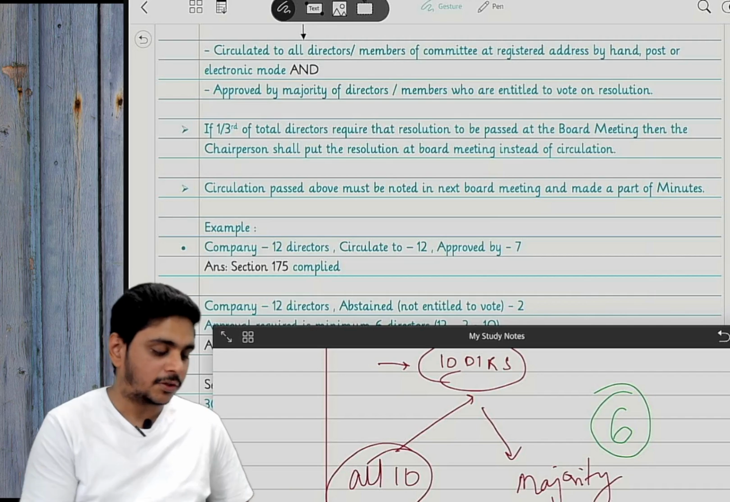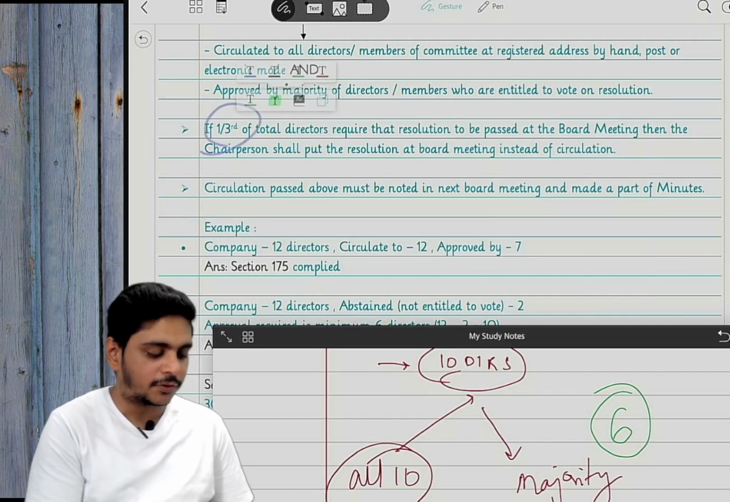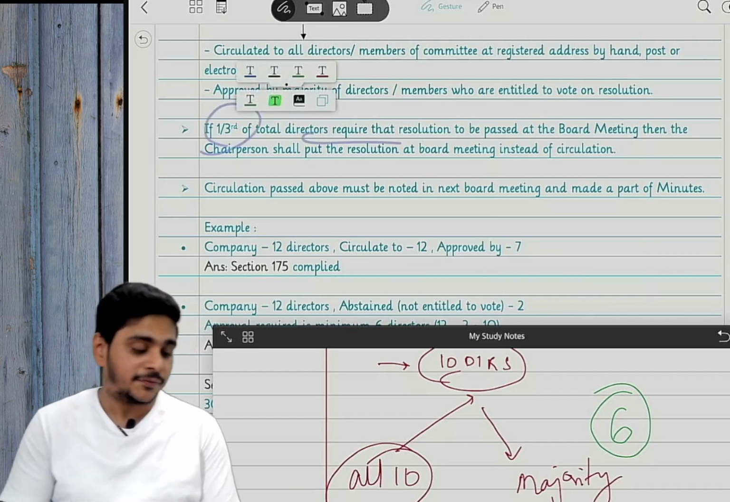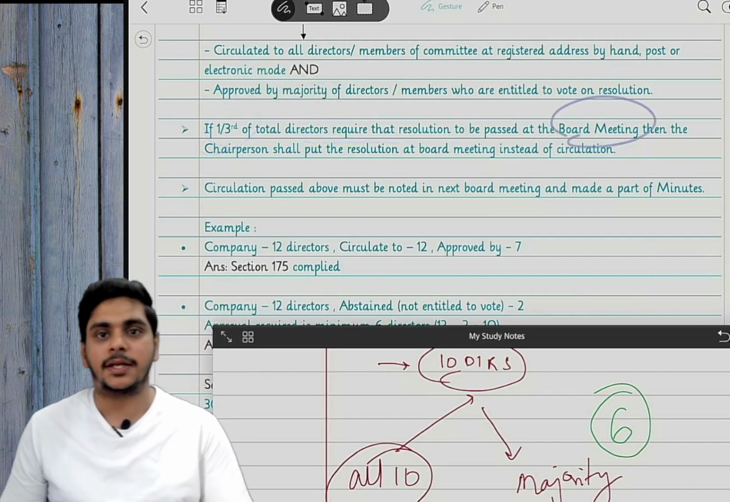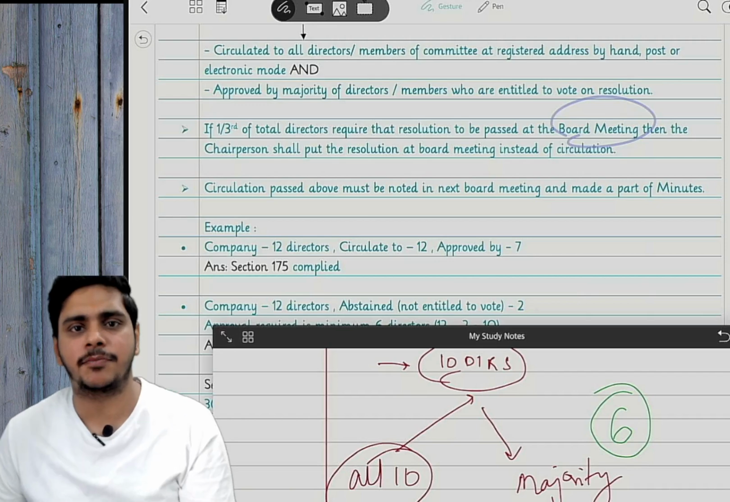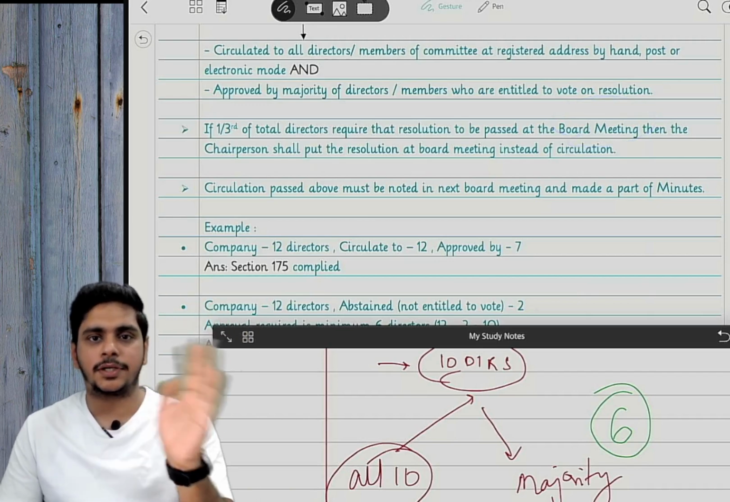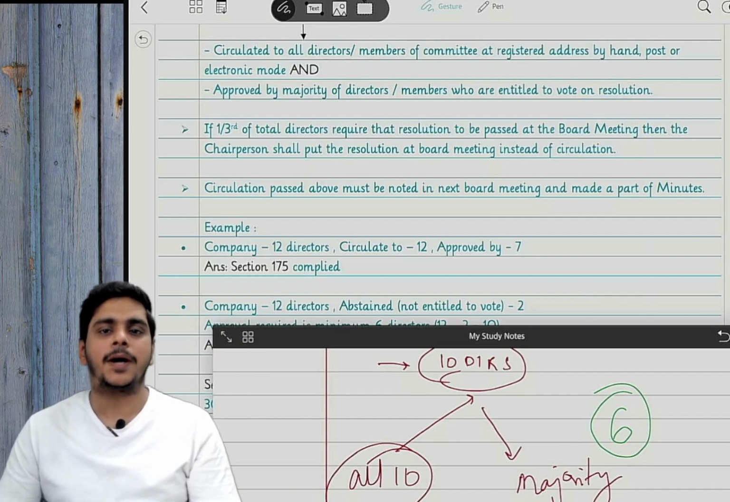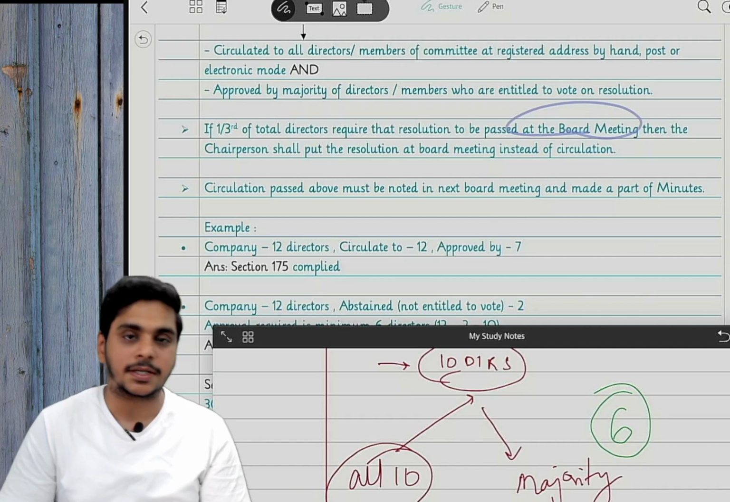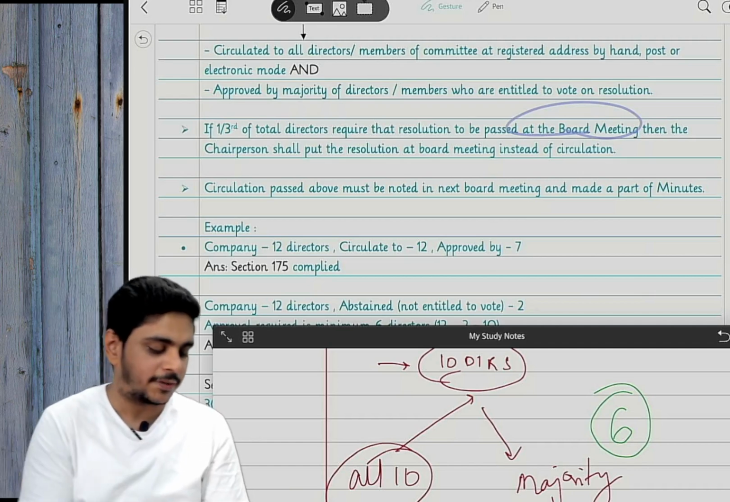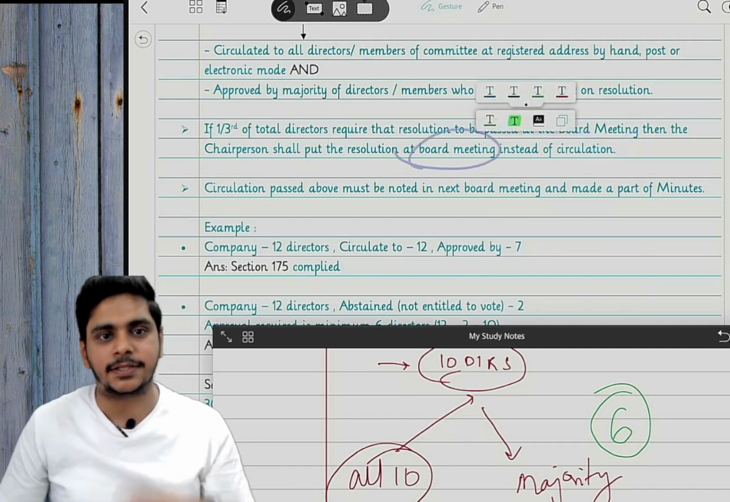Then, if 1/3 of the total directors require that the resolution be passed at the board meeting, like if 1/3 of the directors say, do one thing, don't circulate it, pass the resolution at the board meeting, then the chairman will put the resolution at the board meeting instead of circulation.